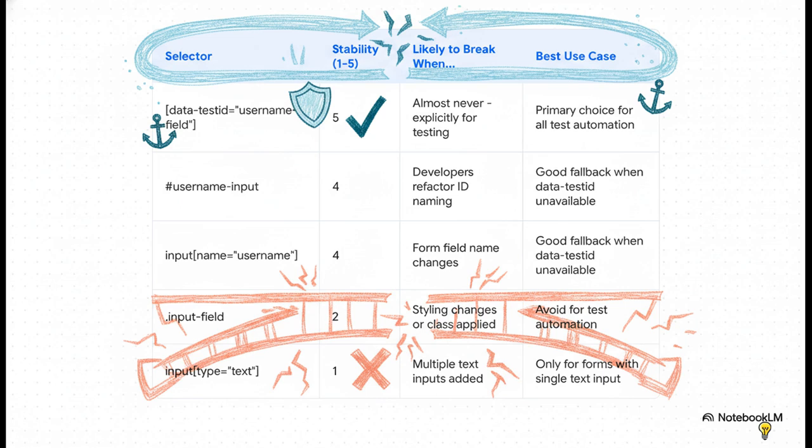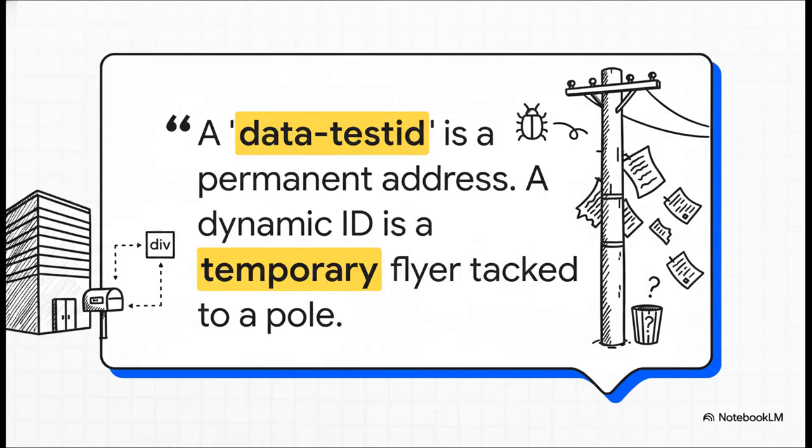Selectors that rely on styles or generic tags are so fragile. A tiny design tweak could completely shatter your test. The takeaway here is huge. Your choice of selector is everything. This quote just nails it. A data test ID is that permanent address. But a dynamic ID, one of those weird ones that changes every time the page loads, that's just a temporary flyer. Your test might work today, but it's almost guaranteed to fail tomorrow.